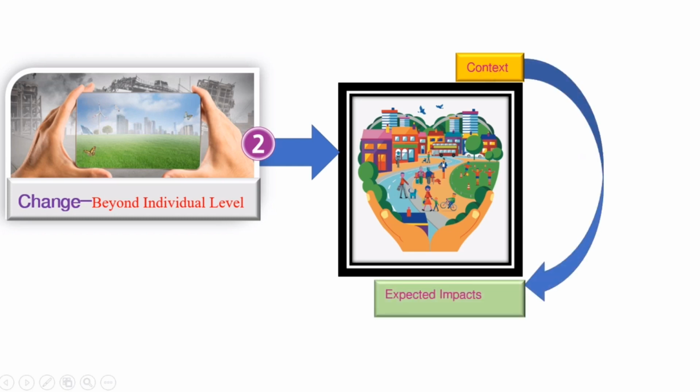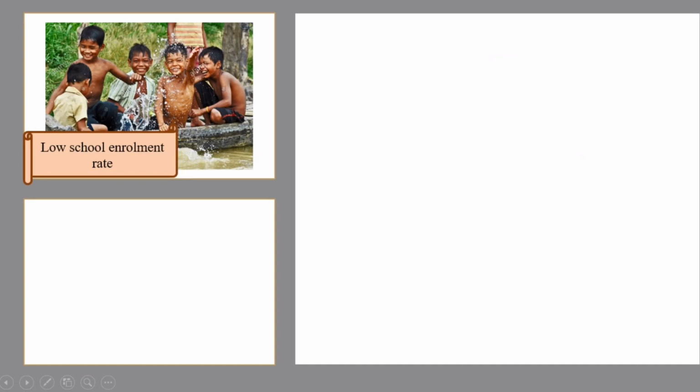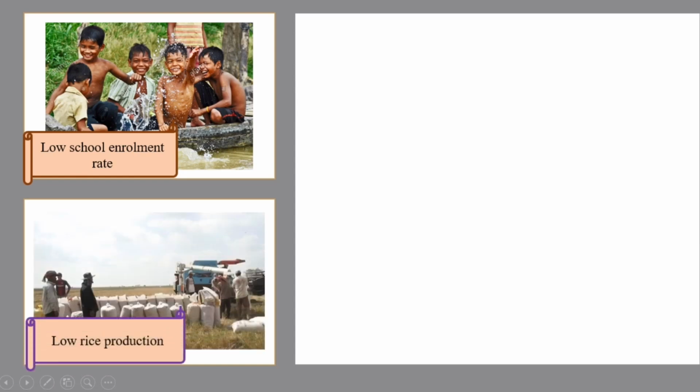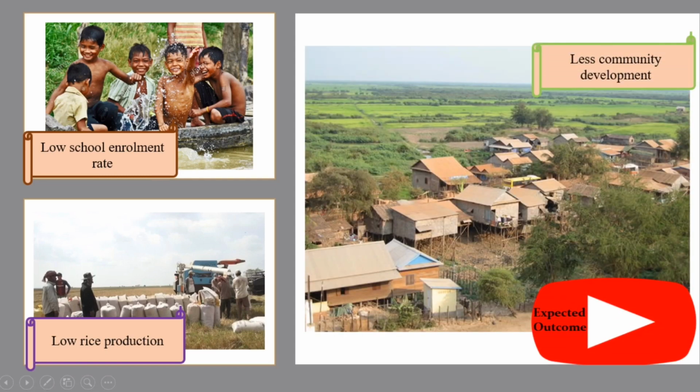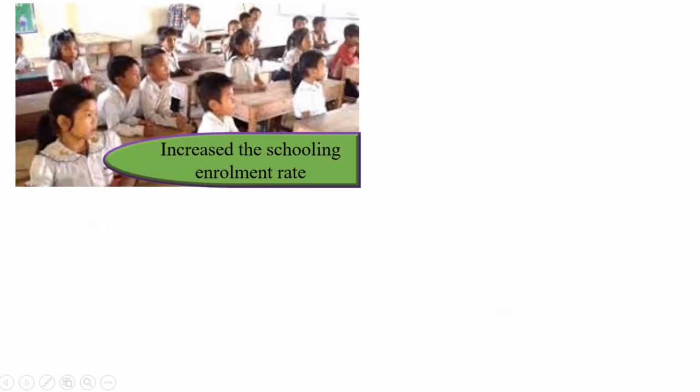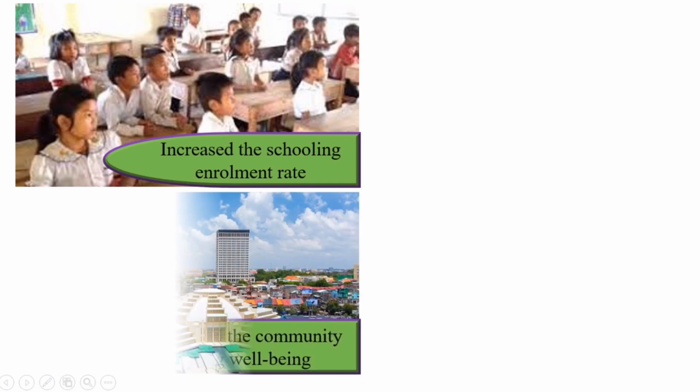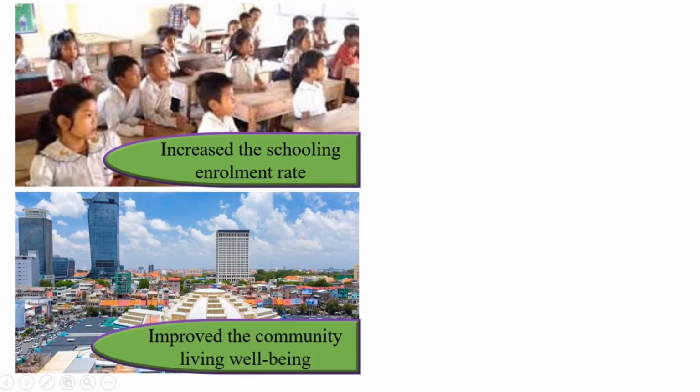Number two is the context in the community that we would like to see as well. If we look at that, we can see that there is a low enrollment rate in that particular community that we would like to work with. Number two, there is low production after the agriculture. Last but not least, we look at the development in the community. There is slow or low development there. Then the project intervention would like to have the impact of increased schooling rate. That's one impact. And the second is about improving the community development, or having better development in that community.